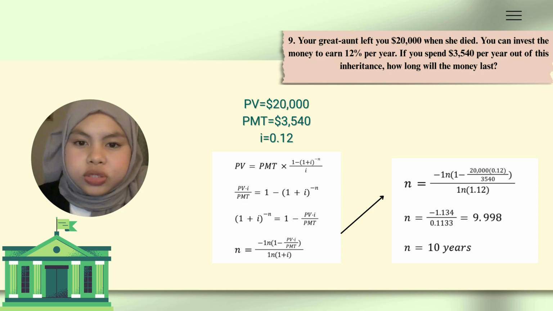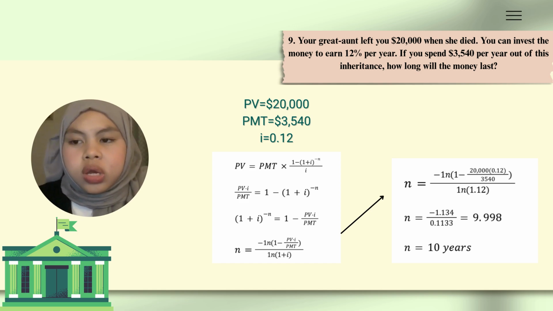Now, substitute the values, where n equals negative ln of (1 minus $20,000 times 0.12 divided by $3,540) divided by ln of 1.12. Then n equals negative 1.134 divided by 0.1133, which equals 9.998. So n equals approximately 10 years.